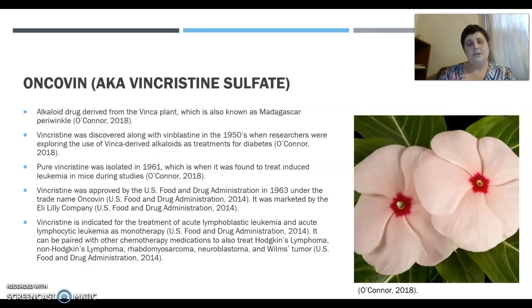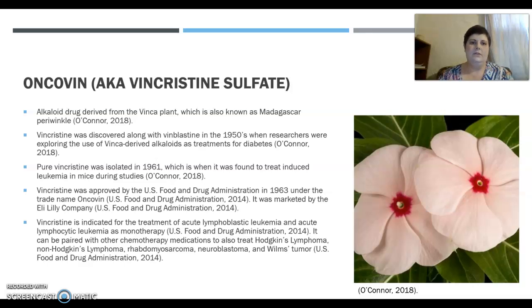Now that we've talked about tubulin, let's talk about Oncovin, which is also known as vincristine sulfate. Vincristine is an alkaloid drug that's derived from the vinca plant, which is also known as Madagascar periwinkle. And you can see Madagascar periwinkle and what the plant looks like on the right-hand side of the screen.